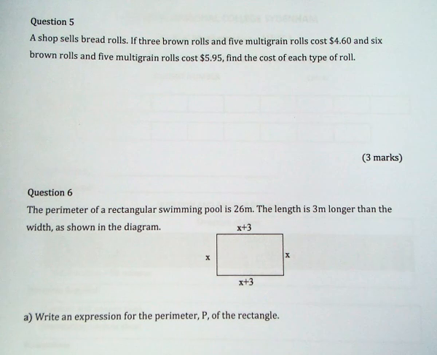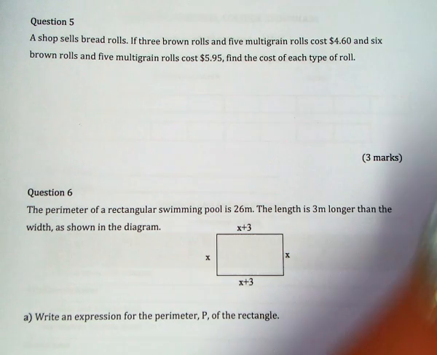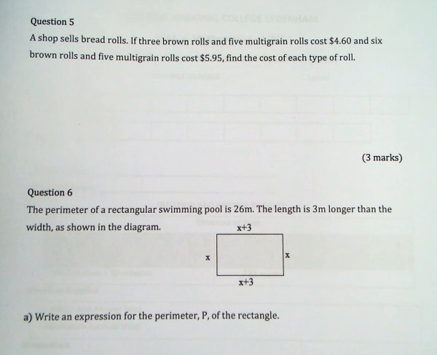Question 5. Question 5 says, a shop sells bread rolls. If 3 brown rolls and 5 multigrain rolls cost $4.60 and 6 brown rolls and 5 multigrain rolls cost $5.95, find the cost of each type of roll.